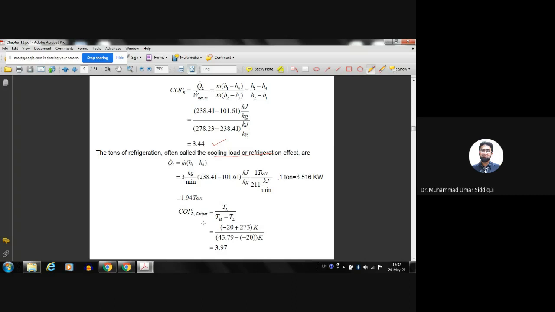We can also determine the Carnot efficiency, which is TL over TH minus TL. This is the same formula we discussed in chapter number 6. So we just need to substitute the values here, and I'm going to get the COP of the Carnot cycle. That means the maximum efficiency, for the Carnot refrigeration cycle, was 3.97 under these temperature conditions. And here the COP for this system is actually 3.44. So it's pretty close. It's a very nice working refrigeration system.